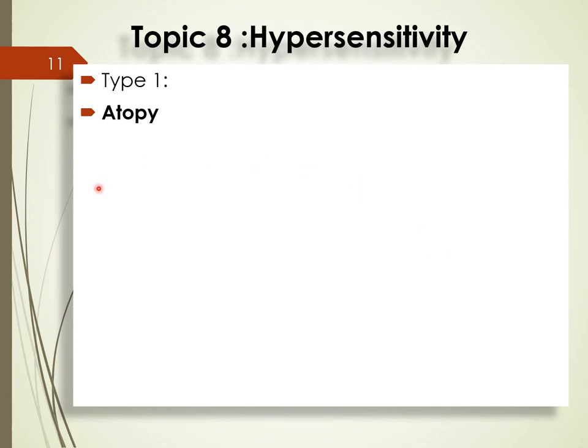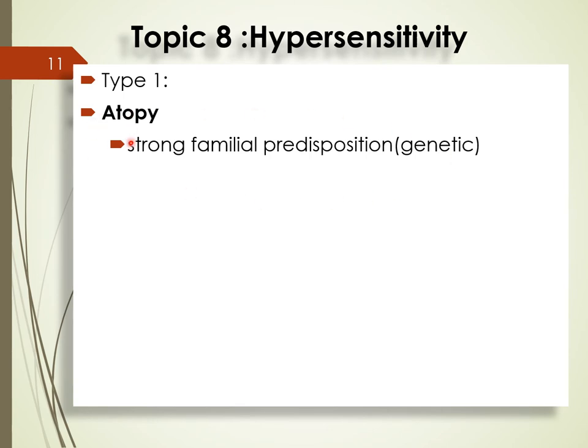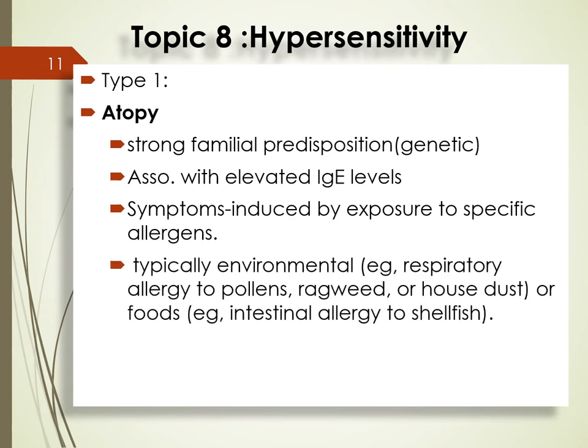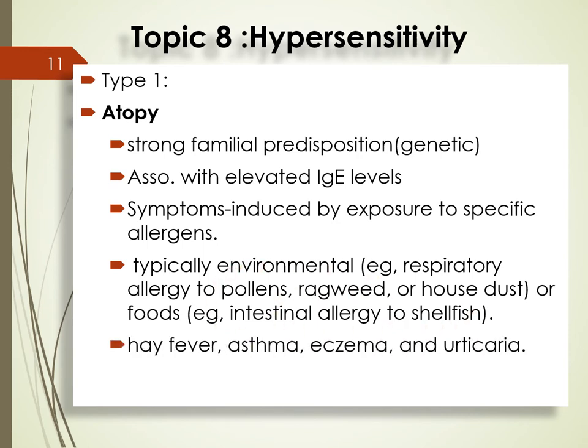An example of your type 1 would be atopy. With atopy, a child has a strong familial predisposition, so it means there are genetic reasons. This is associated with high levels of your IgE, and there will be symptoms induced by exposure to specific allergens. Typical environmental allergens would cause reactions like a respiratory allergy to pollen, ragweed, or house dust mite, or foods that cause, for example, an intestinal allergy to shellfish. Typical examples of your atopy or type 1 would be hay fever, asthma, eczema, the formation of urticaria, and even anaphylaxis.